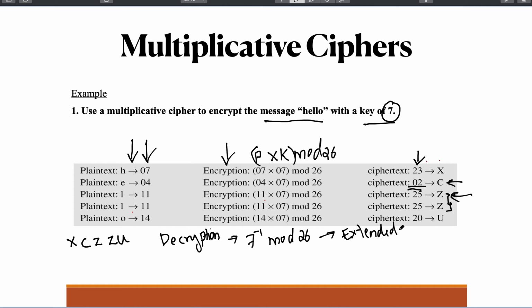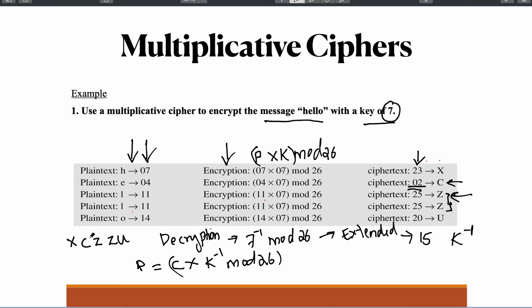Right now I am not covering that, but for understanding the decryption concept, we will first find 7 inverse mod 26. By applying extended Euclid's algorithm, you will get 7 inverse as 15. So this 15 is our K inverse. We have seen that for getting back the plain text, the formula applied is ciphertext number multiplied by K inverse mod 26, right? This will give you back your plain text.